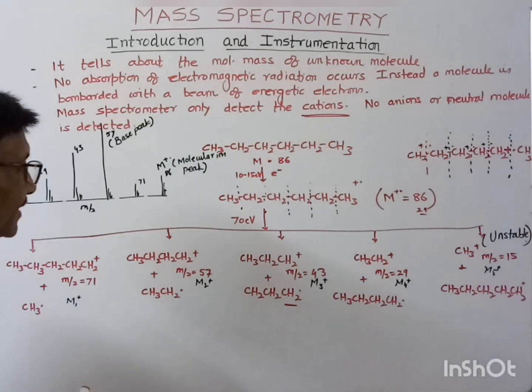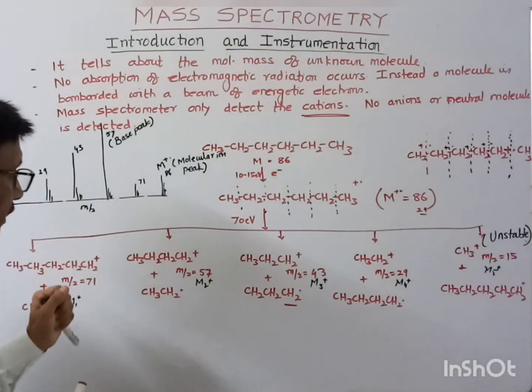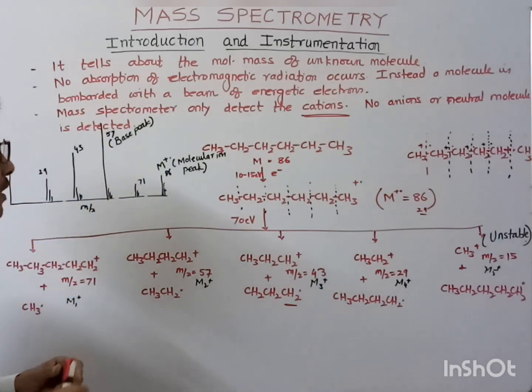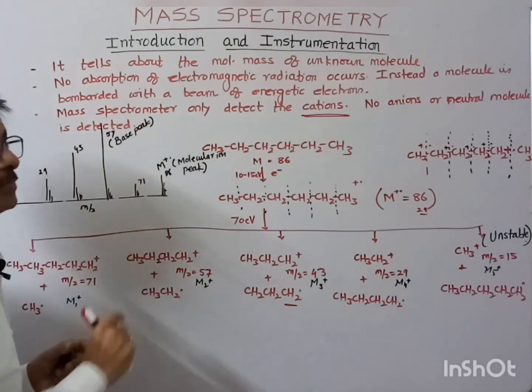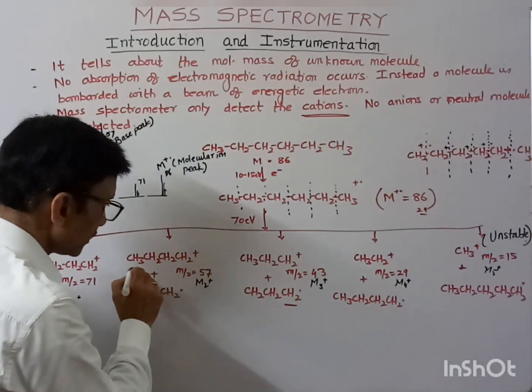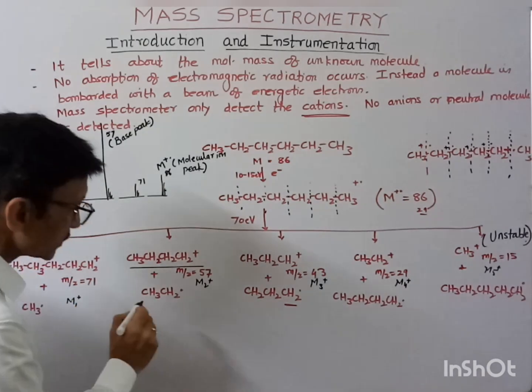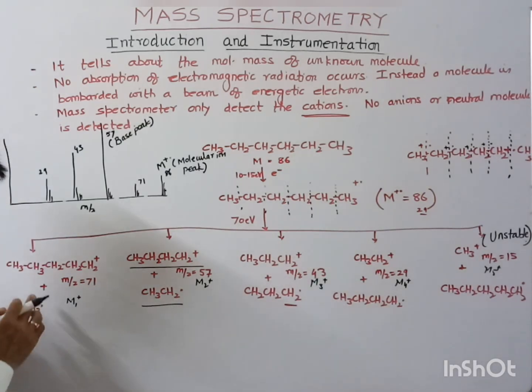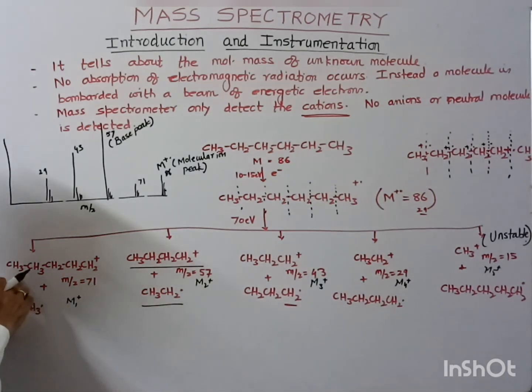So if you see, the relative abundance of this butyl cation is highest. Why? The height of this peak depends upon the relative abundance of this base peak. It depends upon the stability of this cation, as well as the stability of the radical which is formed after the fragmentation. So if you see, this is not the base peak.